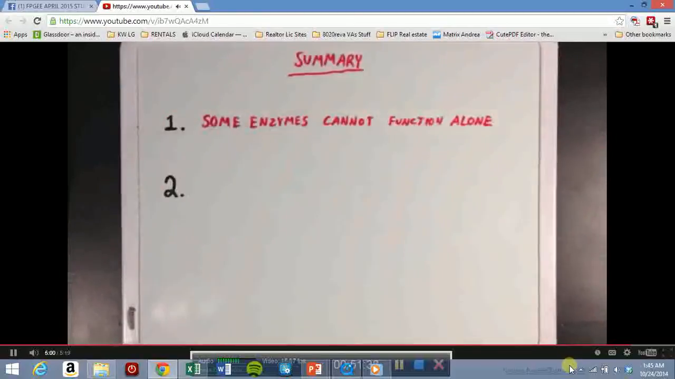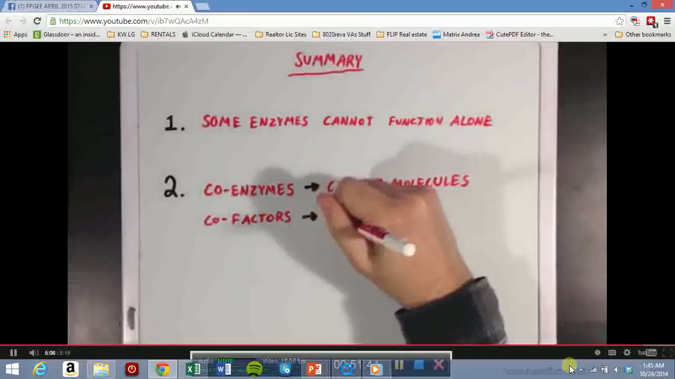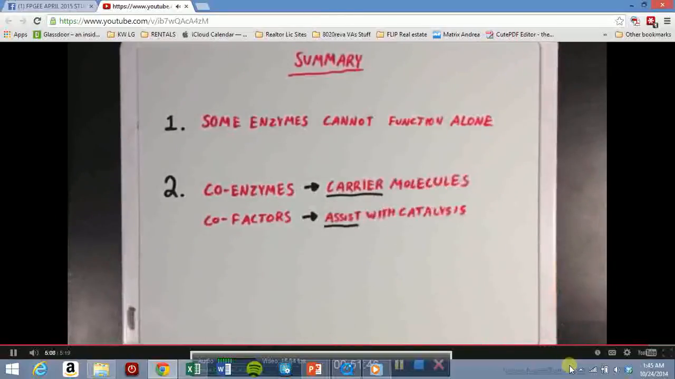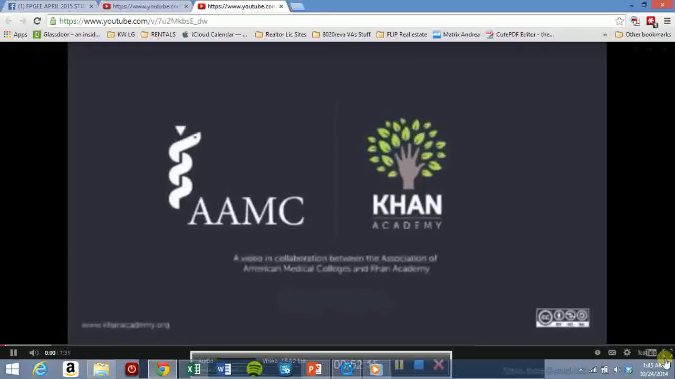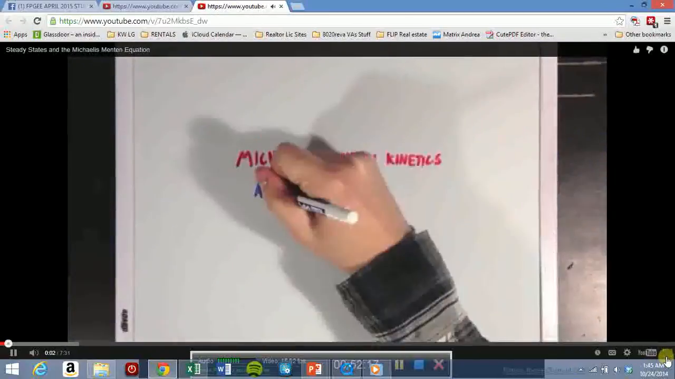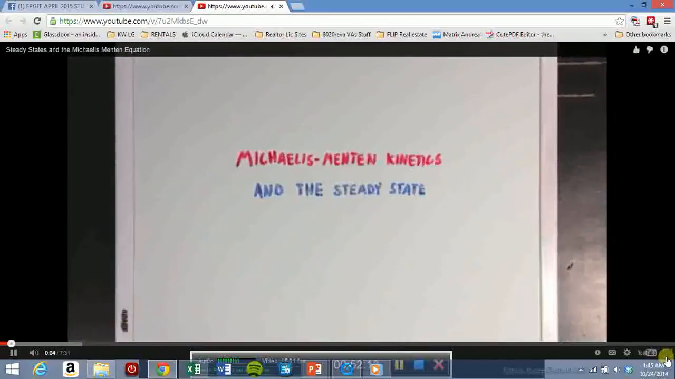And next we learned that this help can come from coenzymes, which usually act as carrier molecules, or cofactors, which directly assist with the catalysis that the enzyme is doing. And finally, we learned that vitamins and minerals generally refer to dietary cofactors. So today we're going to talk about Michaelis-Menten kinetics in a steady state.